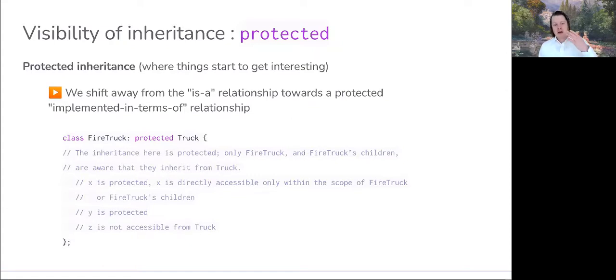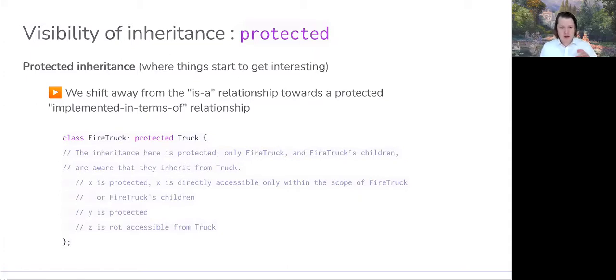But if we say class fire truck, it's inheriting using the protected mode from truck. The inheritance here is going to be a protected scheme. Only fire truck and fire truck's children are going to be aware that they inherit from truck, which means we're not going to have an implicit conversion necessarily where we can cast, coerce, or even explicitly cast an object of fire truck to, say, truck.